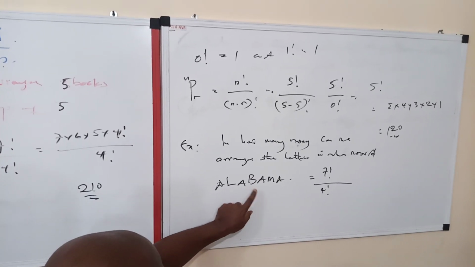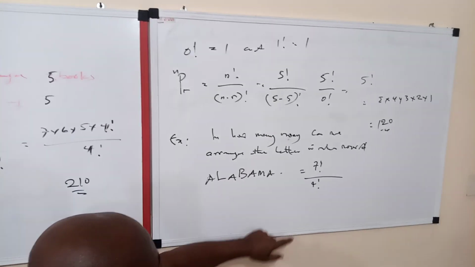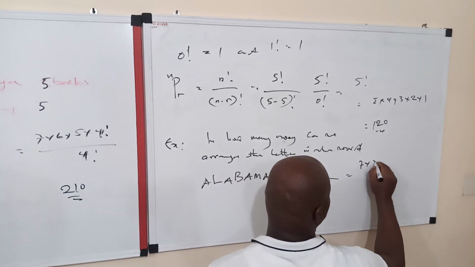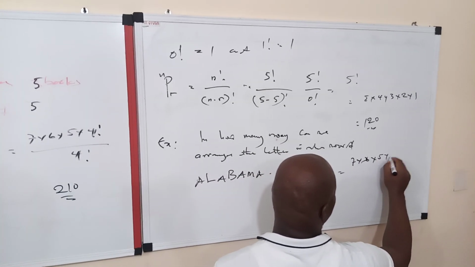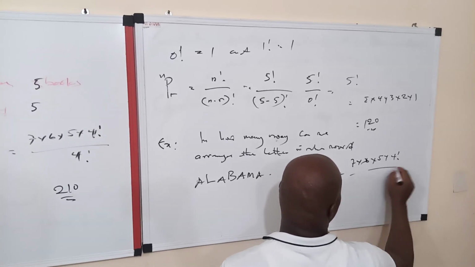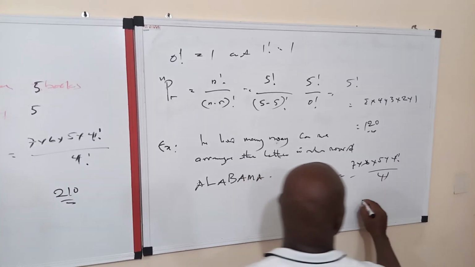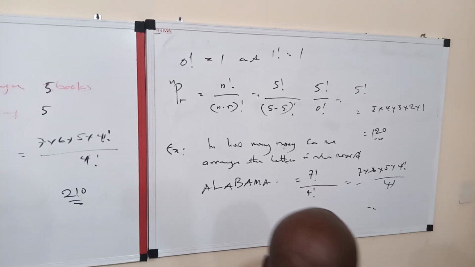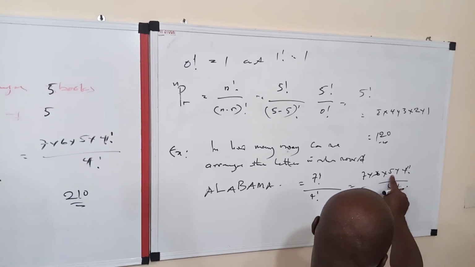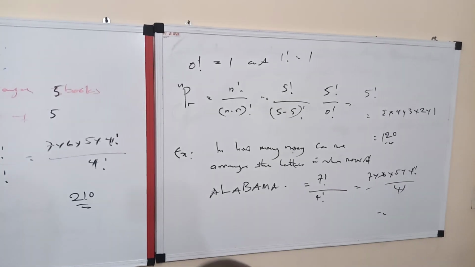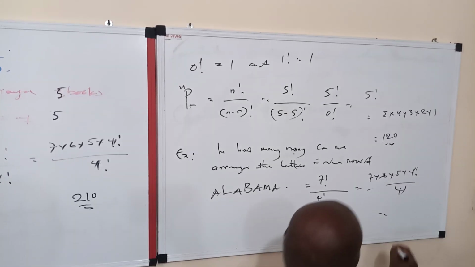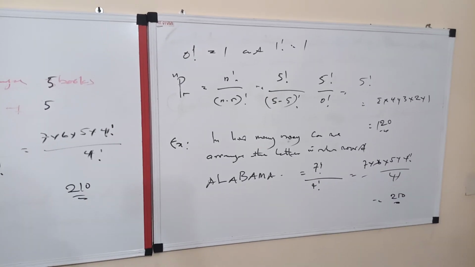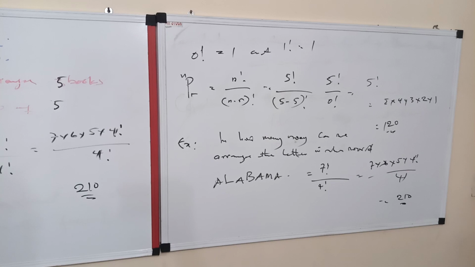After A, L appears 1, B appears 1, M appears 1. So this is all that we have. So we just have 7 times 6 times 5 times 4 factorial all over 4 factorial. And the answer is straight away this times this gives you 30, times this gives you 210. Let's consider another example before I go finally.